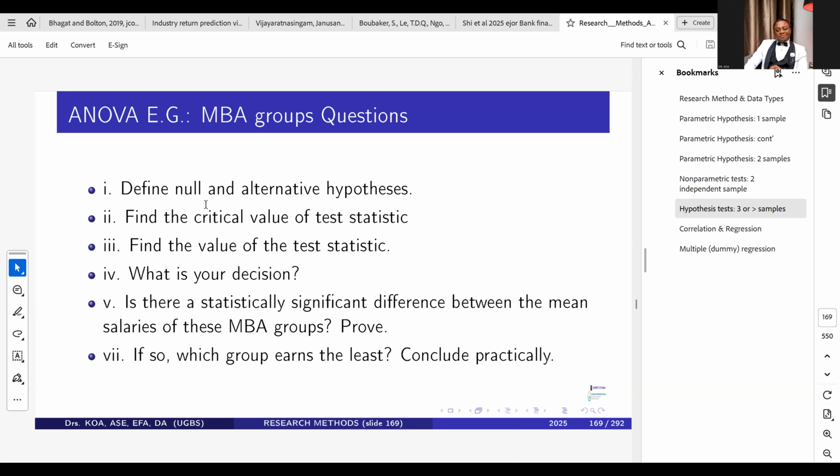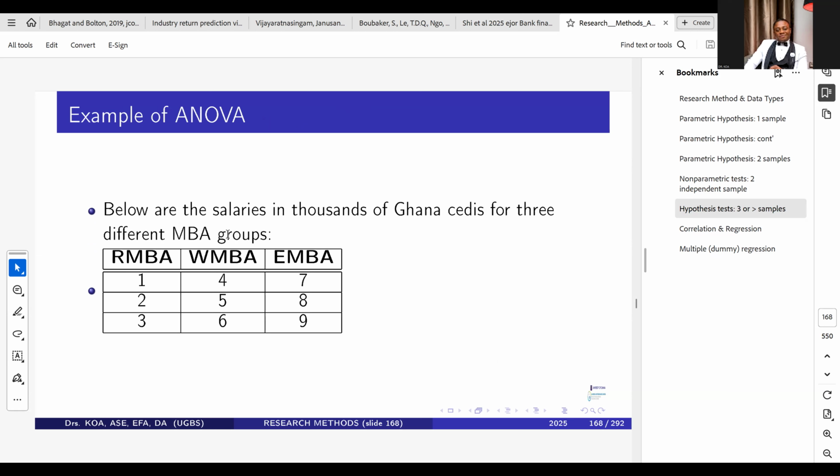The question you are being asked is this. Define the null and alternative hypothesis. You're going to do that together. Find the critical value of the test statistic. Find the value of the test statistic. Decide, and then answer a few questions. So let's go to this data set. What is the question really telling you to do?